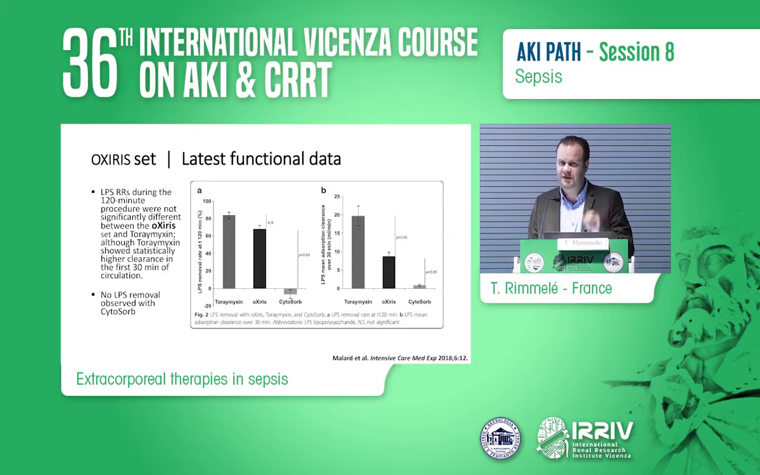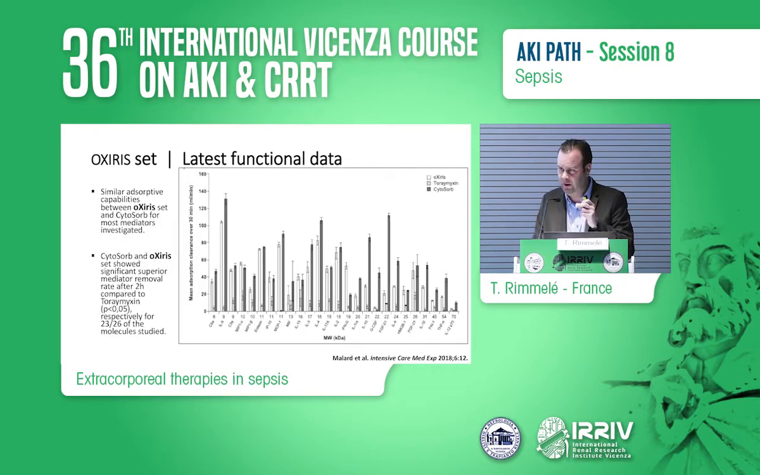So in terms of endotoxin absorption, there was no difference between the polymyxin B hemoperfusion device and the Oxaris filter. CytoSorb was not able to absorb LPS, but this is not the target of this device. So it was not surprising data. In terms of absorption of inflammatory mediators, there was no difference between Oxaris and the CytoSorb technology. They were both able to absorb a lot of different mediators, actually almost 30 different inflammatory mediators in that study.